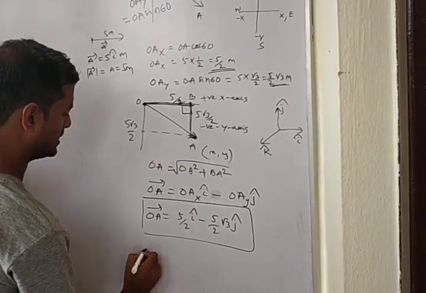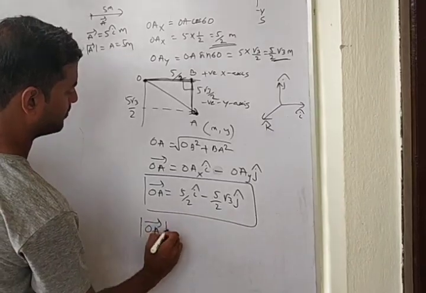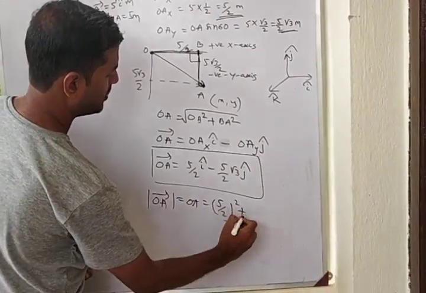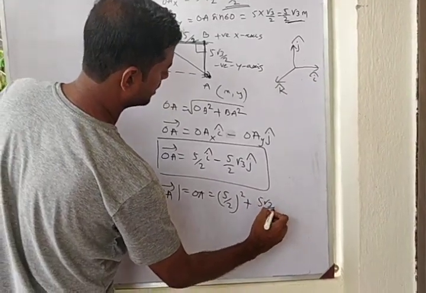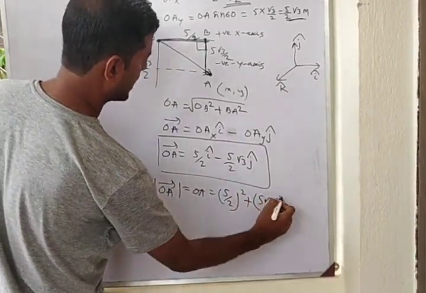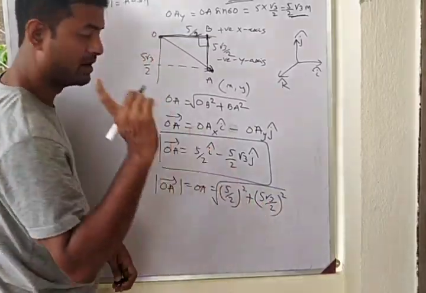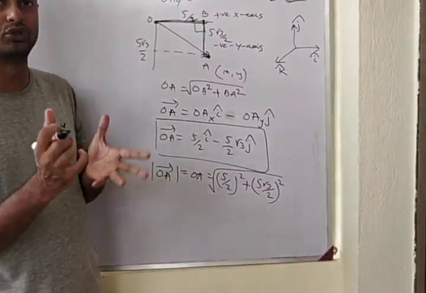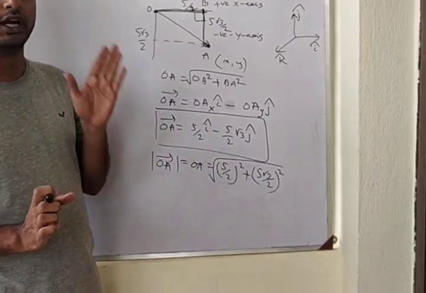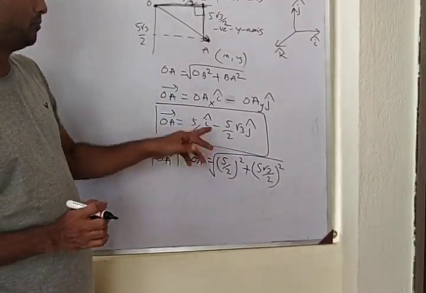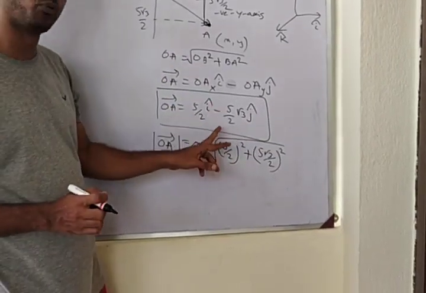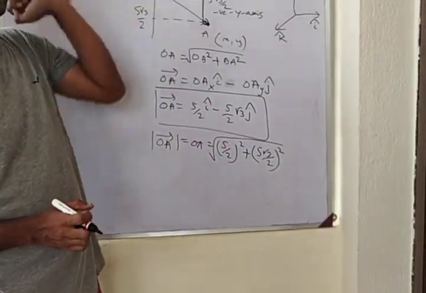So I can directly write OA vector magnitude equal to OA equal to square root of (5 by 2) square plus (5 root 3 by 2) square. Remember one trick: the minus sign has no role in reducing or increasing the magnitude of a vector. It just assigns the direction. Minus 5 by 2 root 3 j cap means it is along the negative y-axis. If it would be plus, then it would be along the positive y-axis.